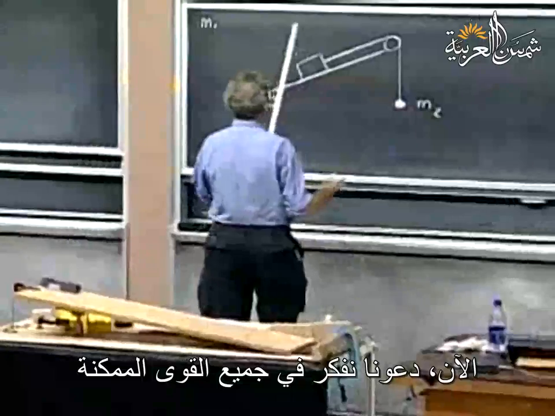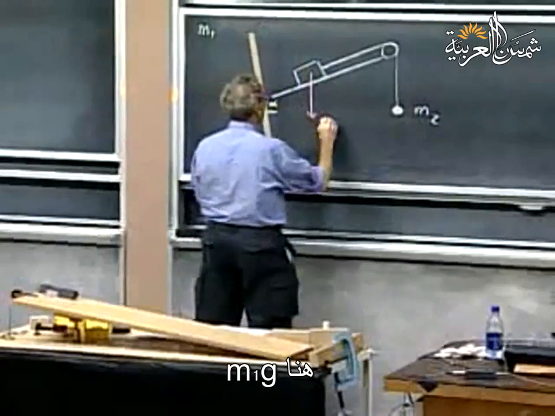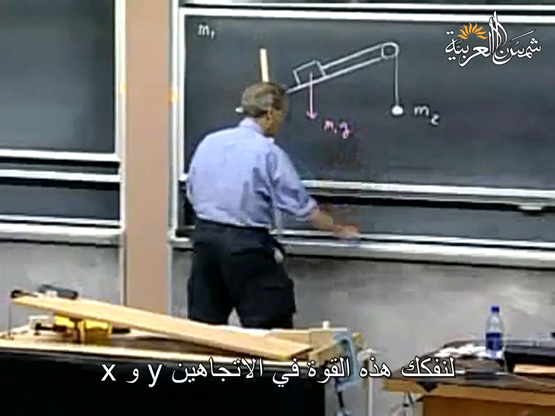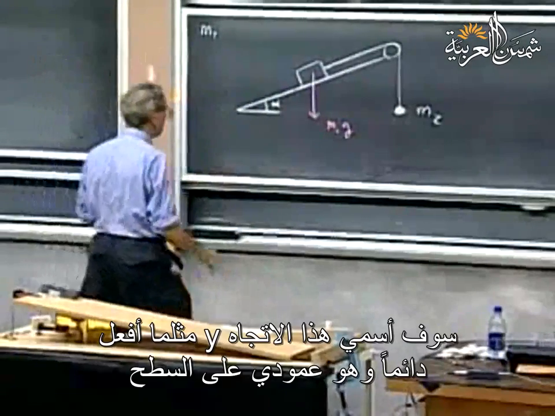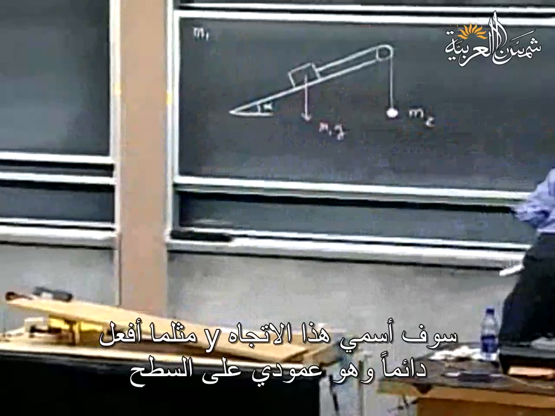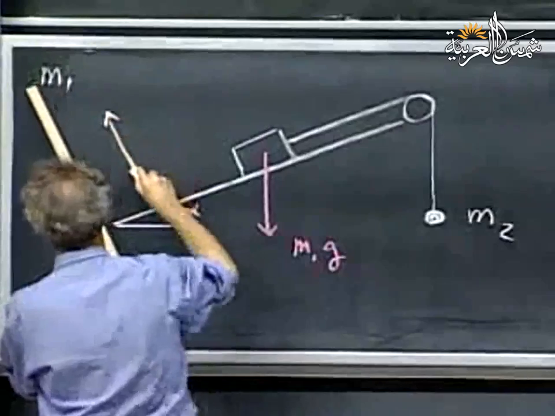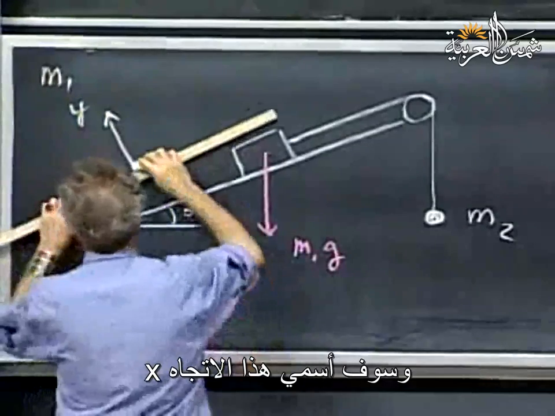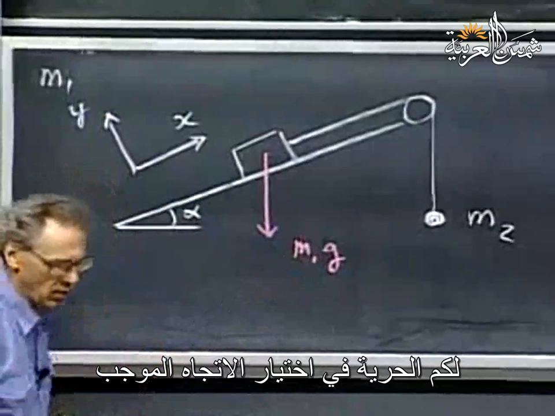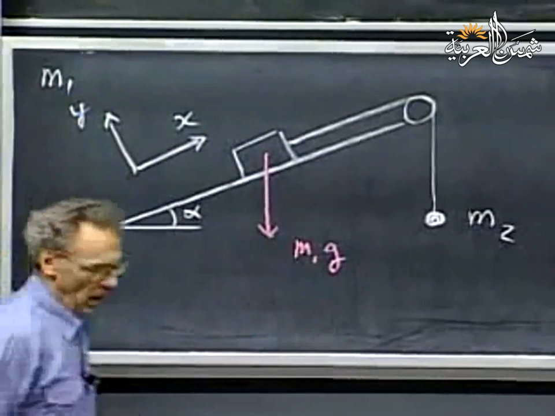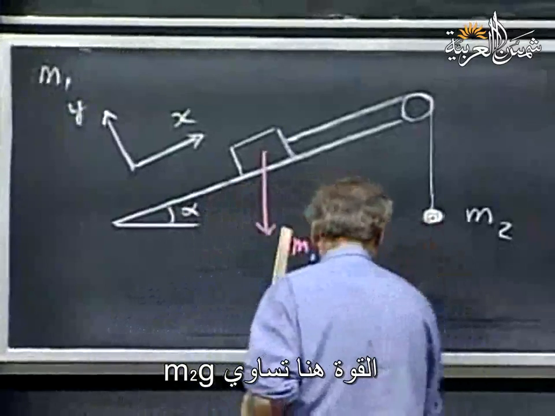Now, let's look at all the forces that we can think of. Here is m1 g. Let's decompose that in the y and x directions, and I will call this direction y, as I always do, perpendicular to the surface. So we call this y. And I will call this direction now the positive x direction. You're free to choose it any way you want to. The force here is m2 g.